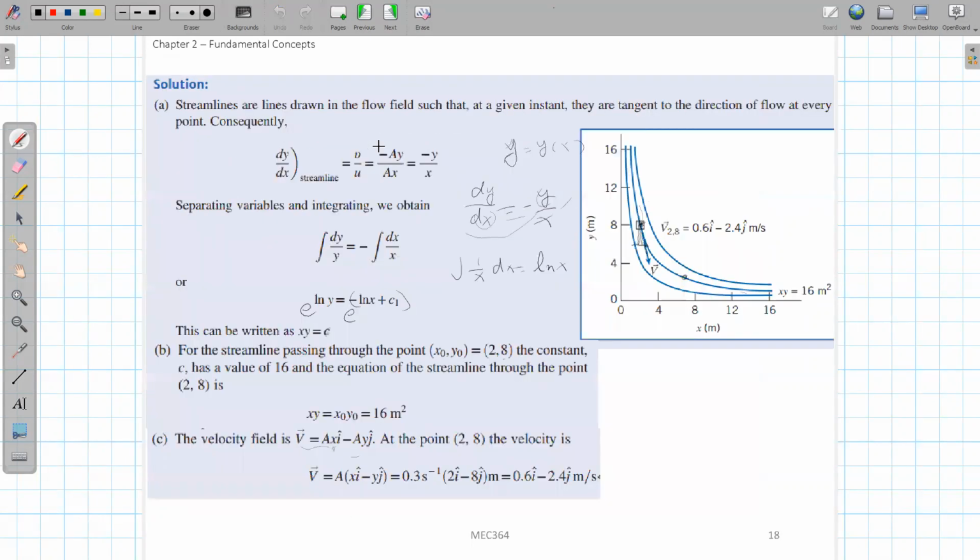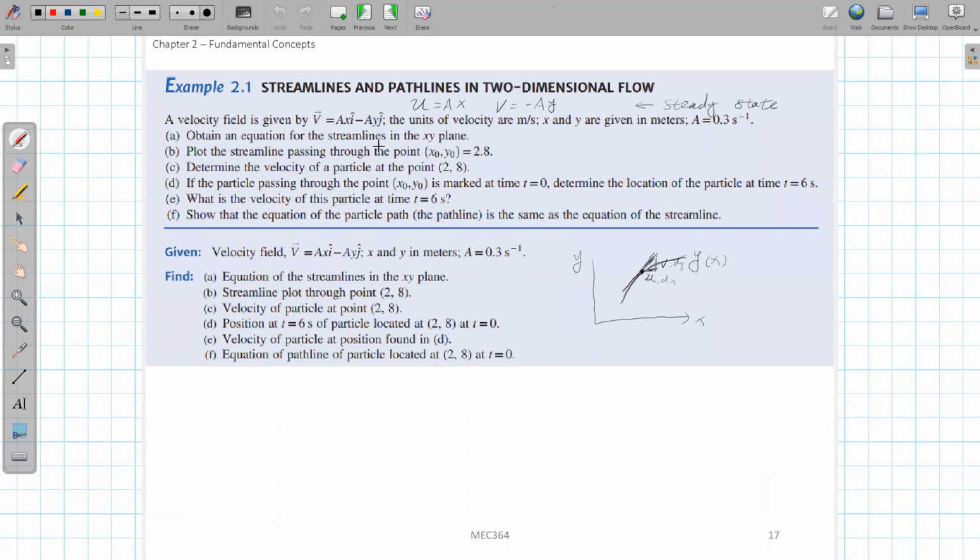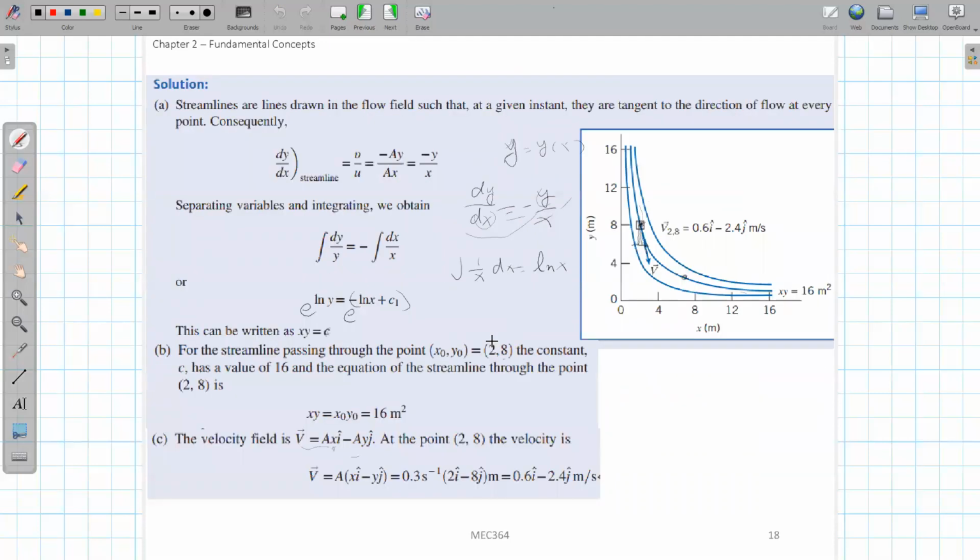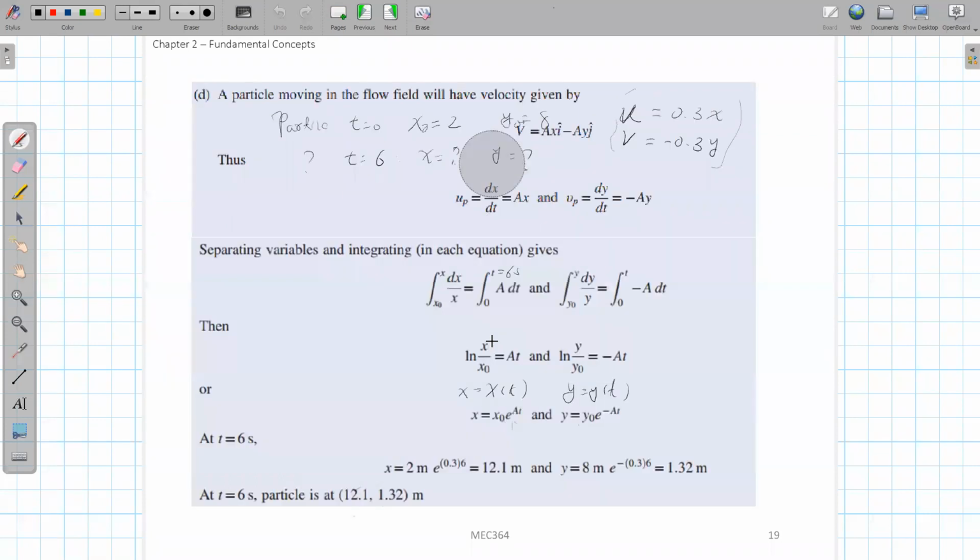What's the last question? The last question is that we want to find the path line, a path line that goes through this point at t equal to 0. What is the path line? We already did it in procedure D. This is the way we do the path line: we track this particle over time, so it forms a line. Our result is these two equations.